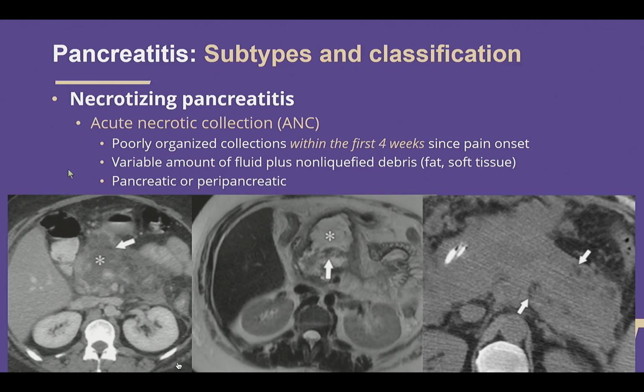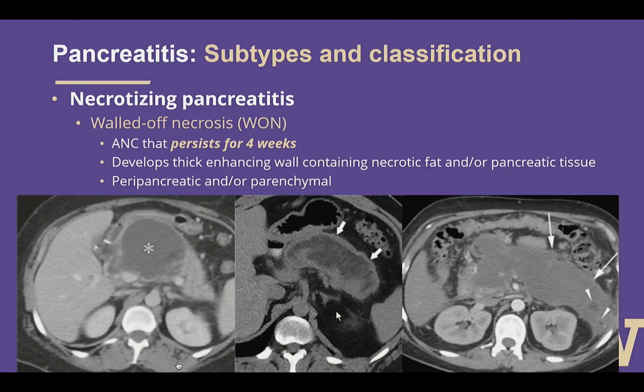If you have a fluid collection in the first 4 weeks since the onset of pain in a patient with necrotizing pancreatitis, that's termed an acute necrotic collection. These are very complex collections. They have a variable amount of fluid plus soft tissue and fat components that you can see on the CT here and also on the MR, with very complex debris within the collection. And as with the necrosis, these can be pancreatic or peripancreatic.